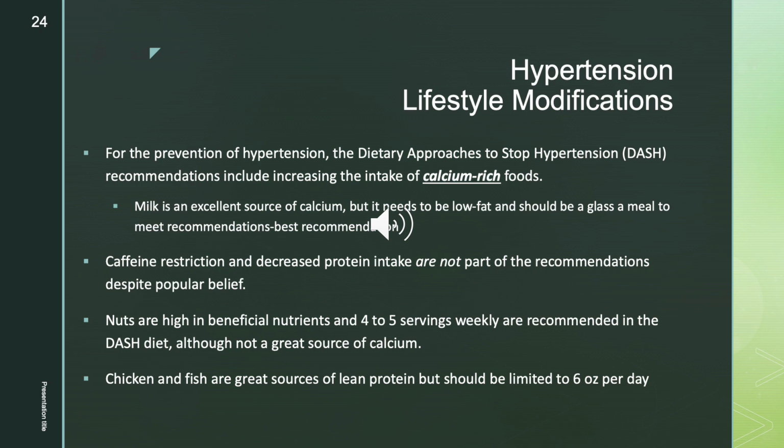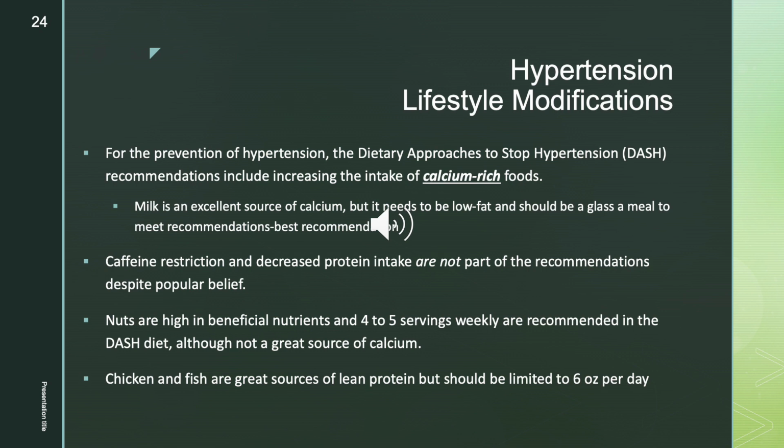Caffeine restriction and decreased protein intake are not part of the recommendations despite popular belief. So everyone thinks that because caffeine causes vasoconstriction, that this is going to be a proponent to increased hypertension. And while I do agree with that thought process, we're talking arterial versus venous. So this is going to be a different type of deal. So caffeine restriction isn't really a thing. Decreasing your protein intake, I don't even know where that came from. That doesn't even make any sense to me logically. So they are not part of the DASH recommendations.